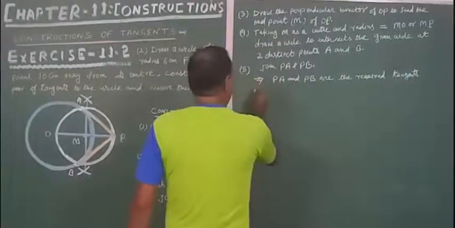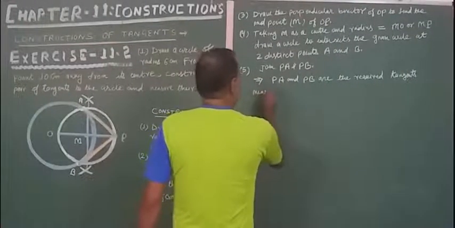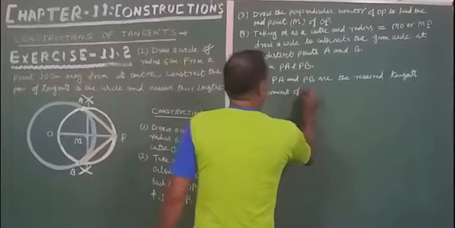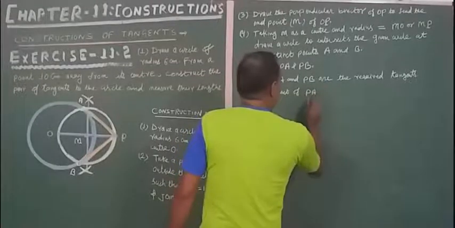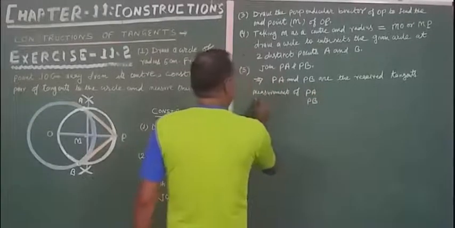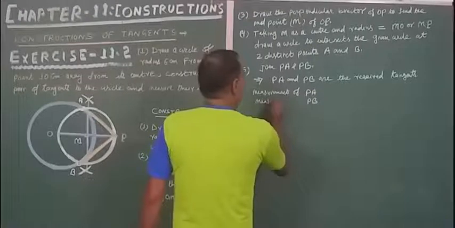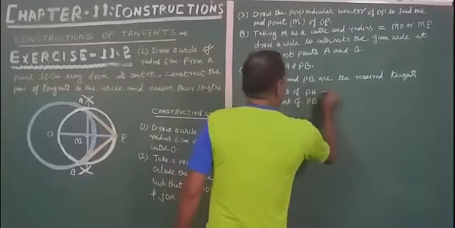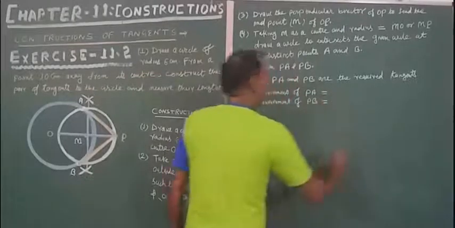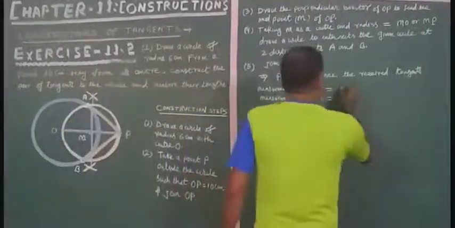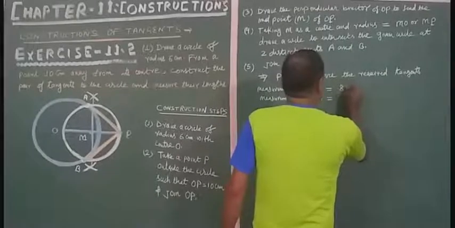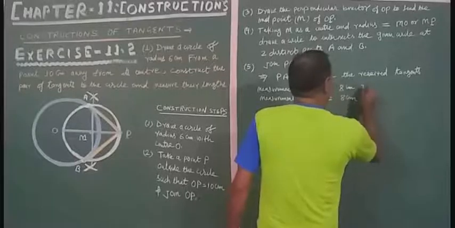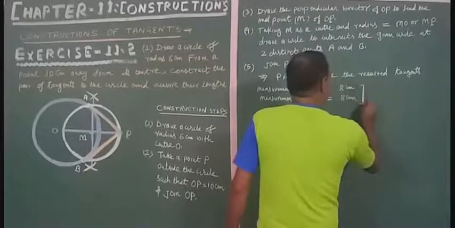Now measurement of PA. Measurement of PB, 8 centimeter. What should be the length of each of the tangents? Is it okay?